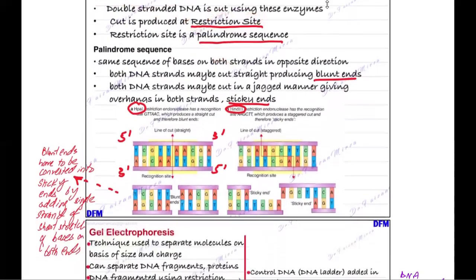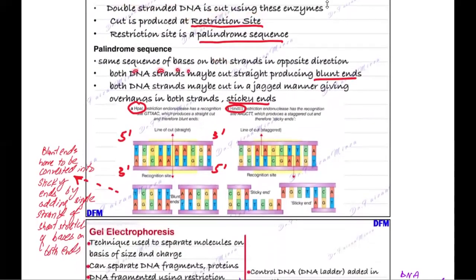What's a palindrome sequence? A palindrome sequence is a sequence of bases which are the same on both strands but in opposite directions. So for example, when you're going from 5' to 3' and the DNA reads TCGTTAACGA in the forward direction, on the complementary strand coming from 5' to 3' in the opposite direction, you will have the same sequence of TCGTTAACGA. So this is called the palindrome sequence. The palindrome sequence is the precise site where the restriction enzymes produce a cut.